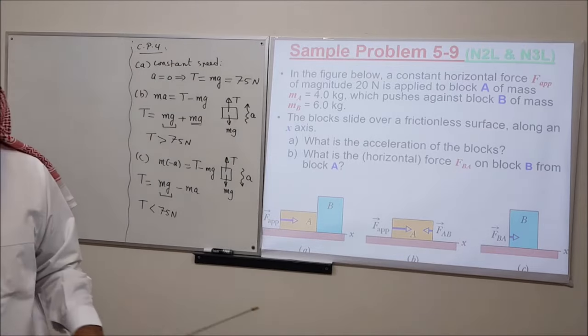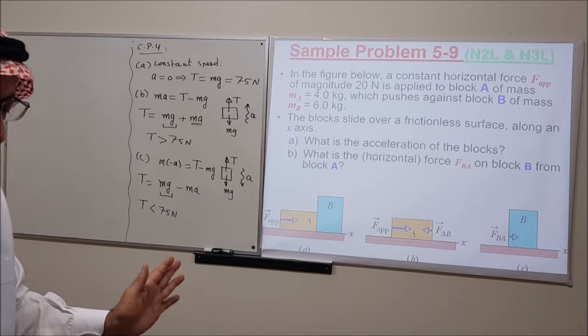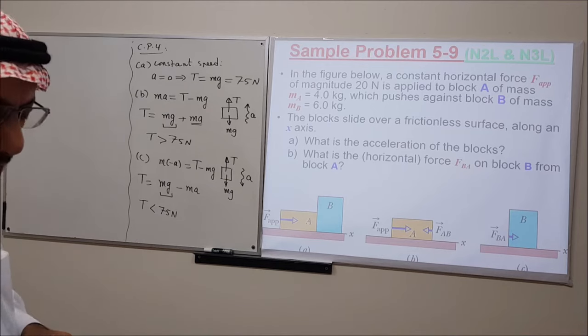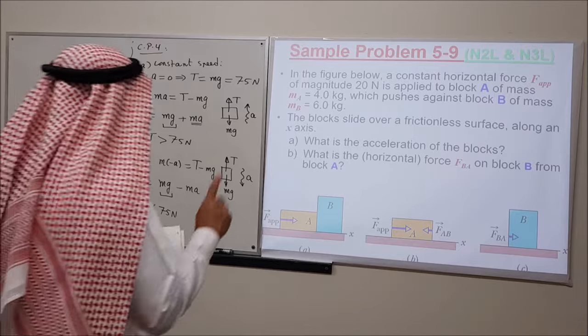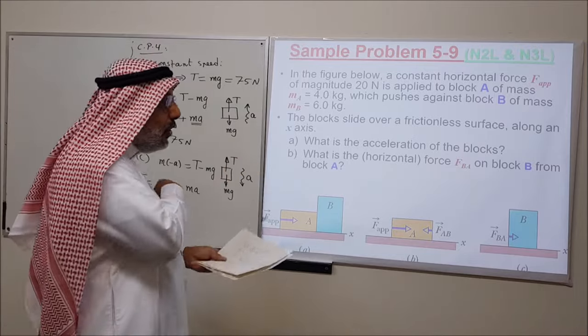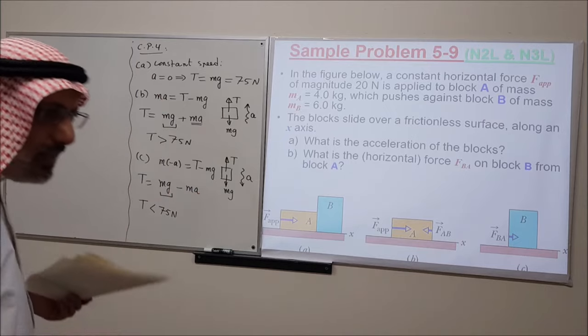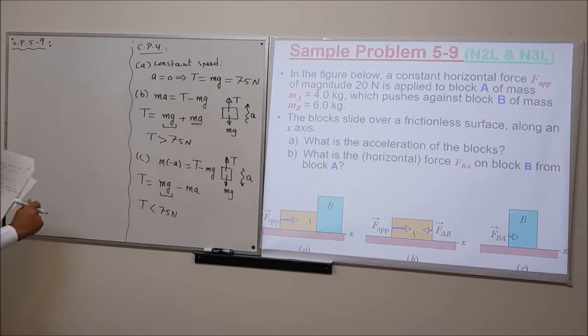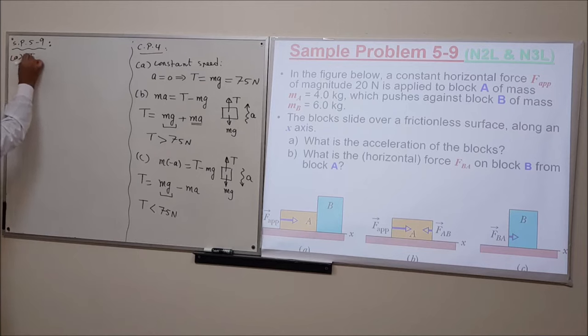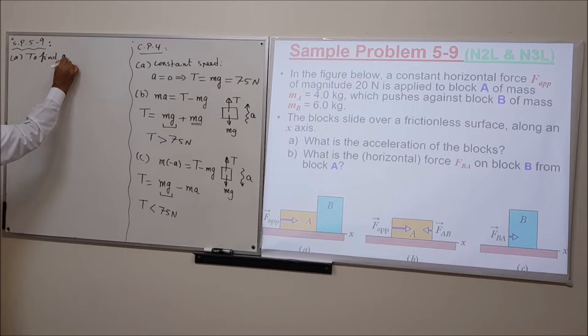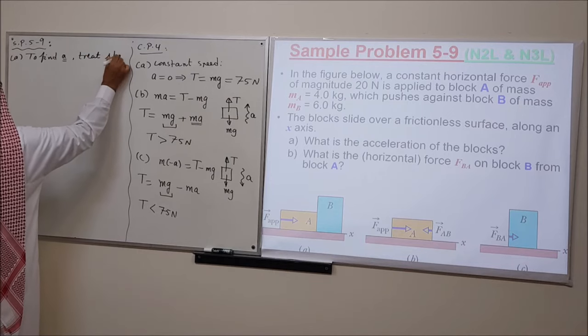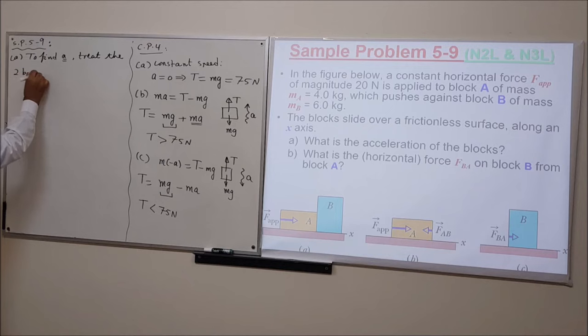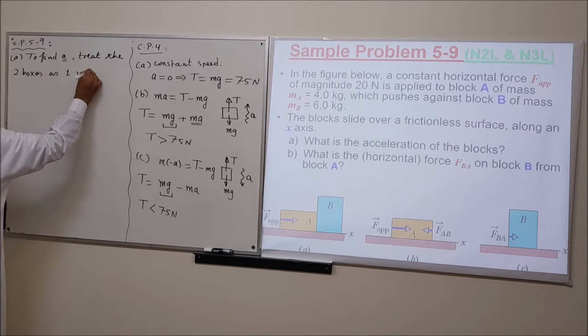Well, if we want to find the acceleration, of course, they are pushed together, so they will have the same acceleration. And therefore, to find the acceleration, we treat the two boxes as a unit, and then find the acceleration of that unit. I don't know if this is from the old or the new textbook. Please check that. To find a, treat the two boxes as one unit. Okay?